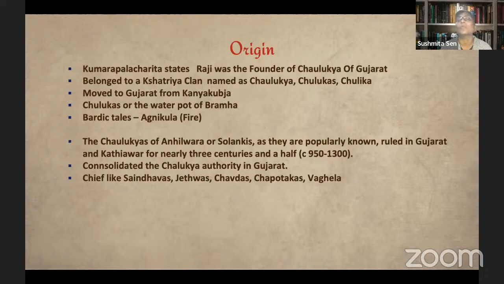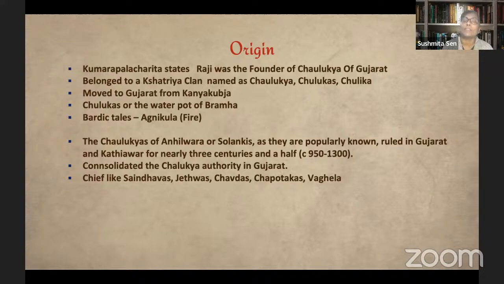And as Mula Raja grew, he took advantage of the situation and killed his maternal uncle and established his rule over in Gujarat. And this Chaluk family was from Kshatriya clan. They were named as Chaulukyas, Chulukas, Chaulikas, and they moved to Gujarat permanently from Kanyakubja, that is Kannauj. And Chuluka means, in Sanskrit, the water pot of Brahma. So they claim themselves that they are born from the water pot of Brahma.